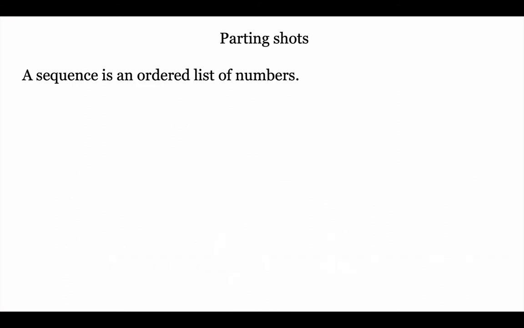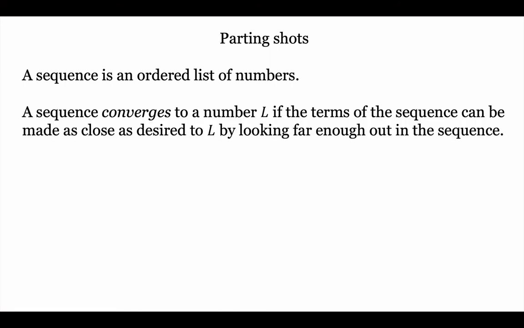Some parting shots. What did we do? We looked at what a sequence is. A sequence is an ordered list of numbers. We know a sequence converges if the terms approach some value. Formally, the sequence converges to a number L if the terms of the sequence can be made as close as desired to L by looking far enough out in the sequence. So if we think something converges to pi, that means that the terms get really close to pi, but you have to look far out in the sequence to get a certain desired level of accuracy.